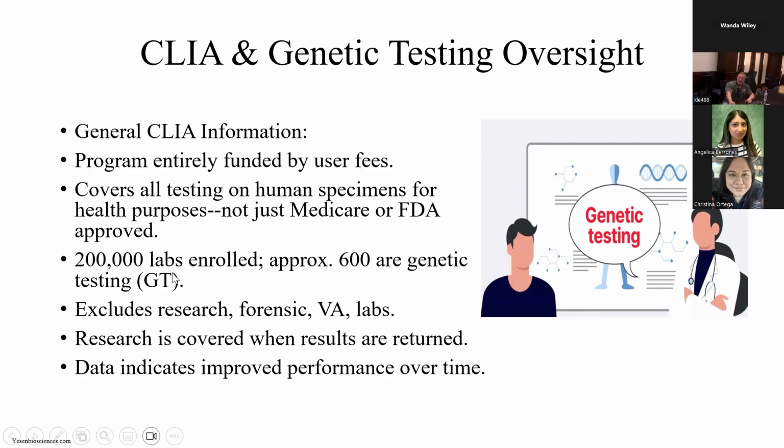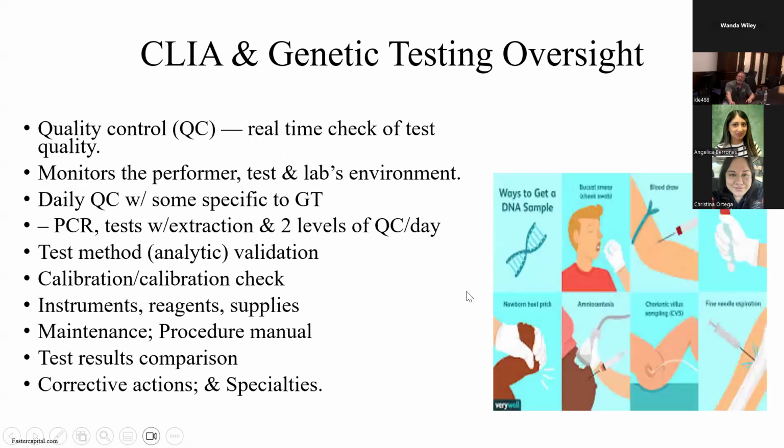And you're required to share all of your data, all of your information with CLIA so they can track and make sure that things are being done properly. And again, the requirements for genetic testing are very, very high. You have to make sure all of this stuff is being not only checked, but documented that it was checked on a daily basis. And if something doesn't work, then you have to explain why it didn't work and what steps you took to correct it.